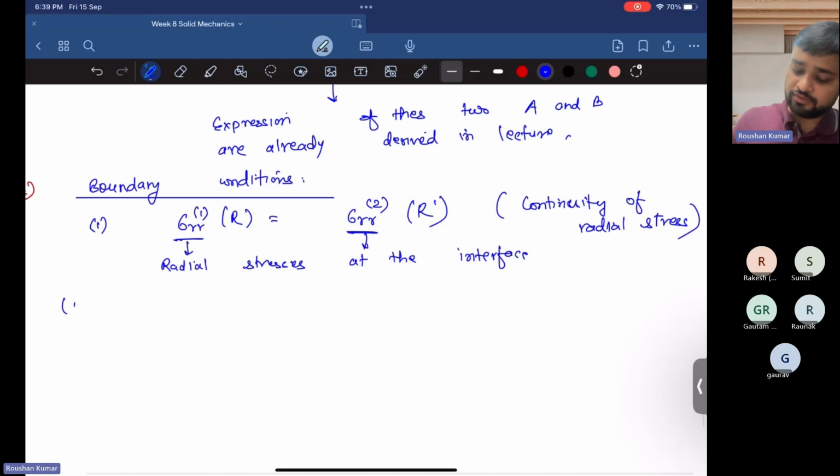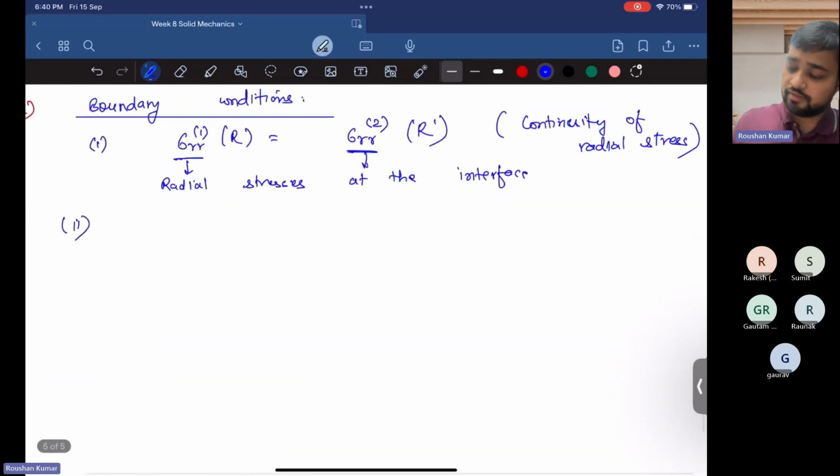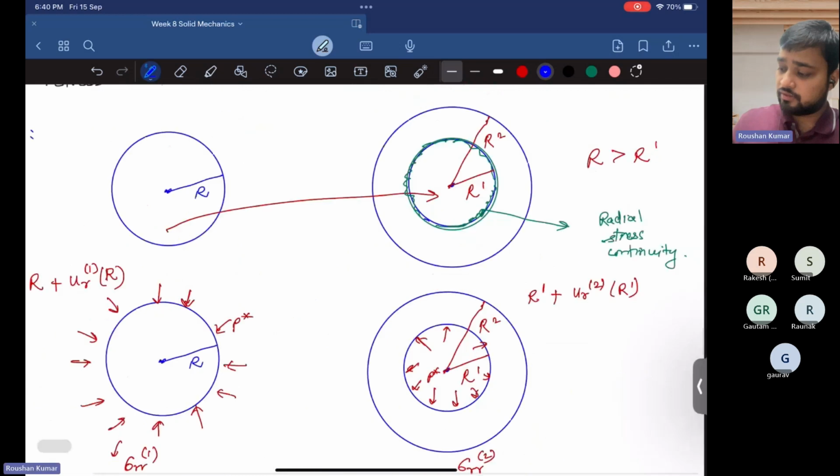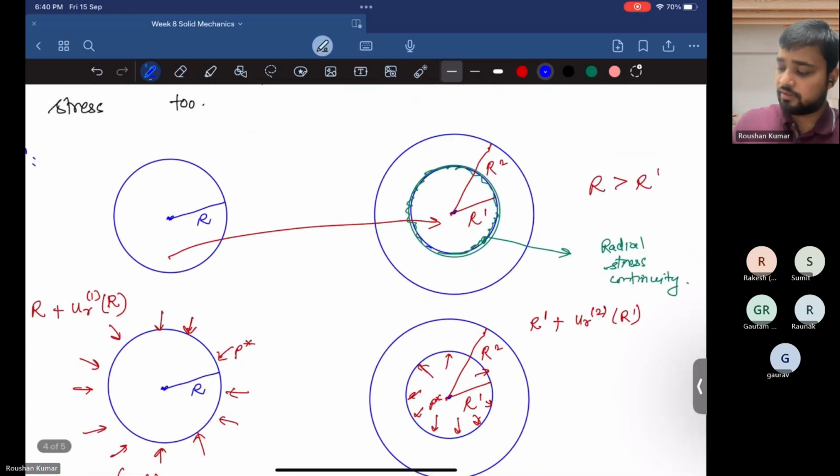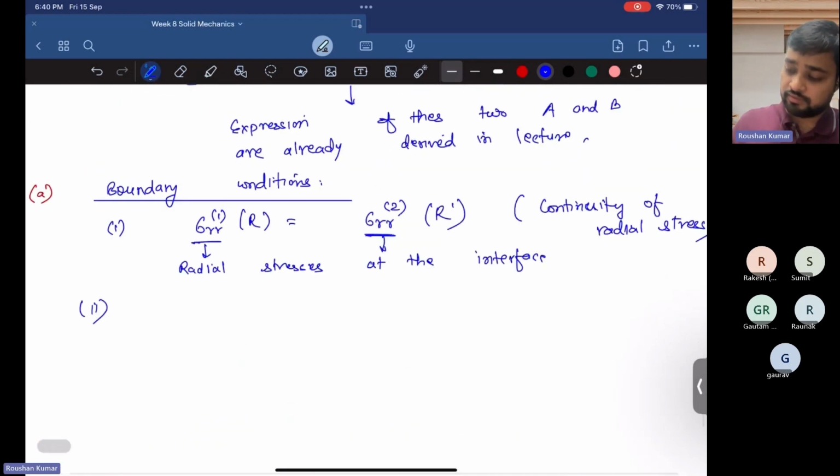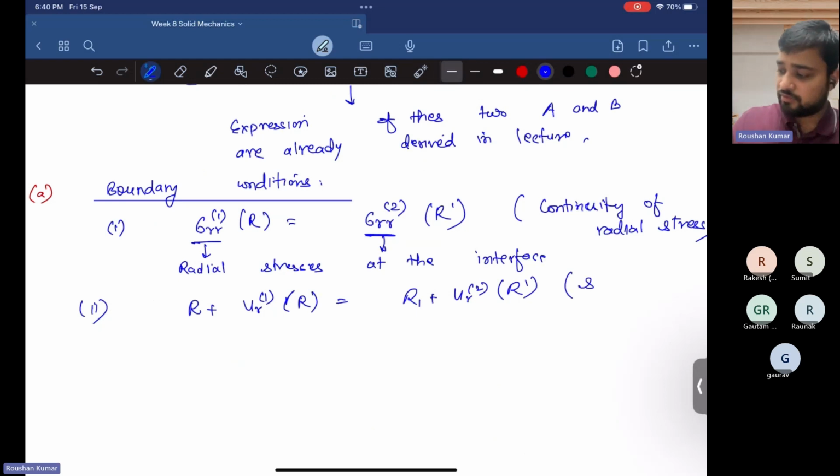The second boundary condition comes from the shrink fit condition we already mentioned, where the solid disk is inserted into the hollow disk. So we can say that R plus UR at 1 is the same as R1 plus UR at 2. So this comes from the shrink fit condition. We have these two boundary conditions.